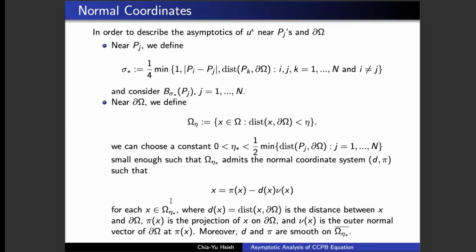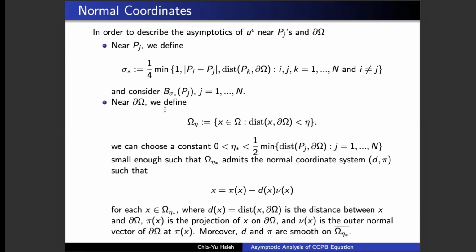Before I introduce our results, I'd like to introduce some notation first. Because we expect that the solution will approach some constant in the interior, but the solution will have a boundary layer near the boundary, and also near the singularity. It will be affected by the singularity. So we want to divide the domain into several parts to describe the solution in different regions.